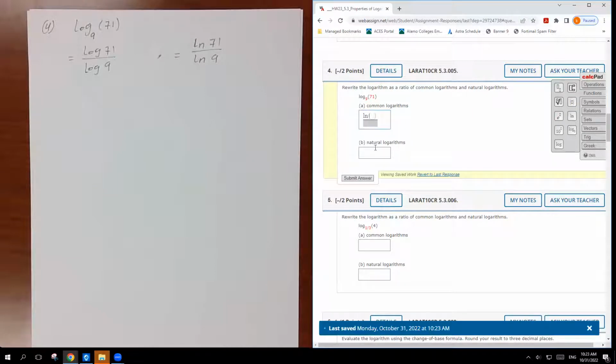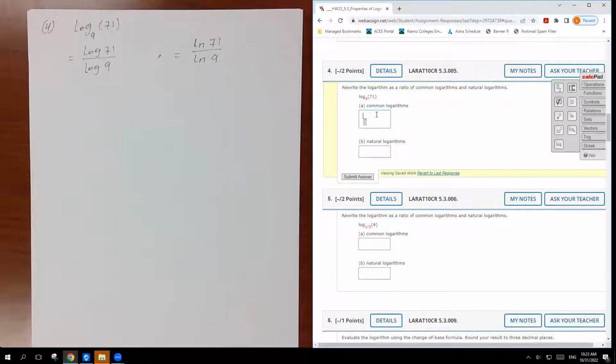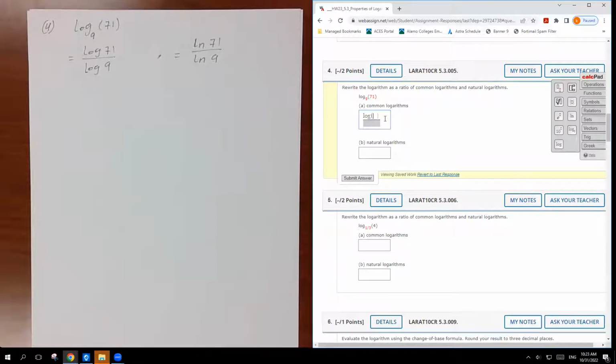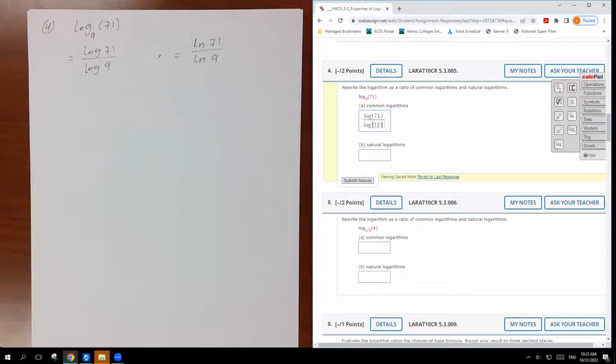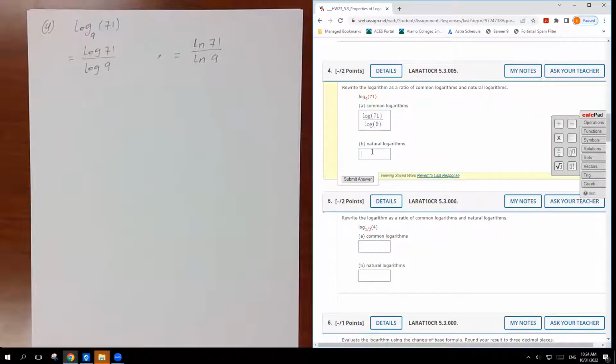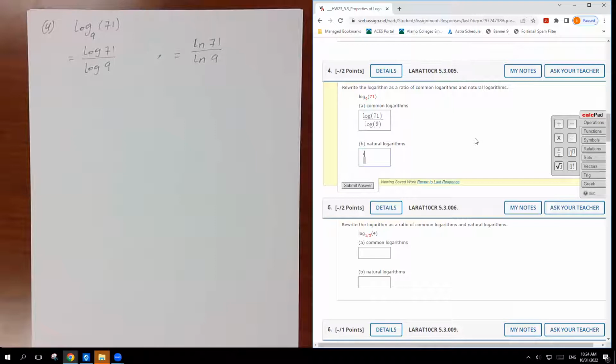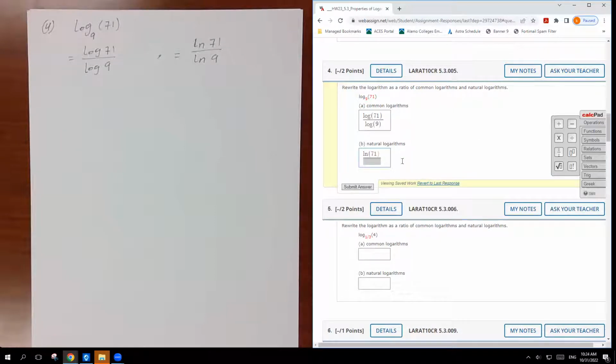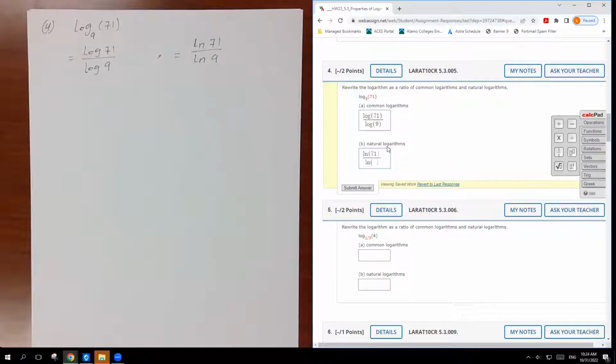This is the log. So the first thing, I'm going to type the log here. Log of 71 over, you have to close it, yes, over log of 9. And here, we put two parentheses. And here is going to be also a fraction, ln of 71 over ln of 9. This is for the first question.